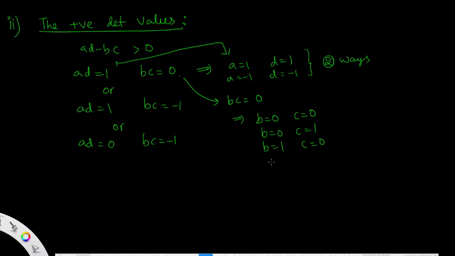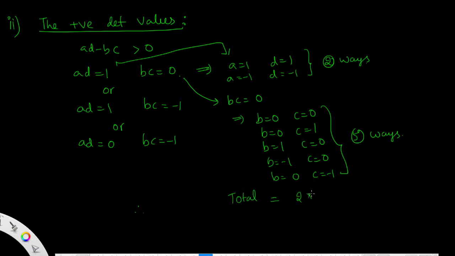Okay, B equal to 1 is over, C equal to 0 is over. Next B equal to, let it be minus 1, C equal to 0. And B equal to 0 or else C equal to minus 1. Total number of cases equal to how many? 1, 2, 3, 4, 5. 5 cases. Therefore, for the first case, AD equal to 1, BC equal to 0, then total value here 2 into 5.